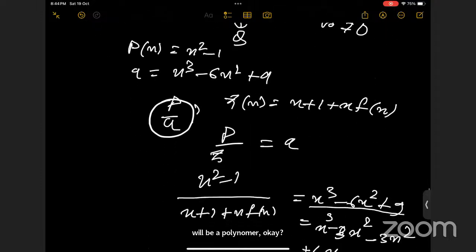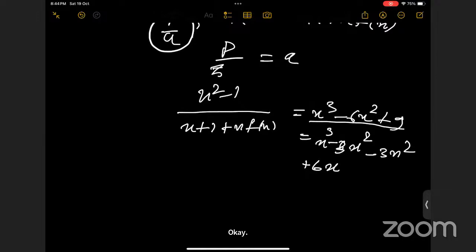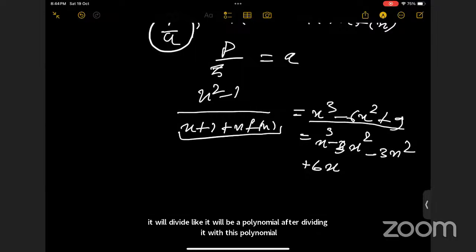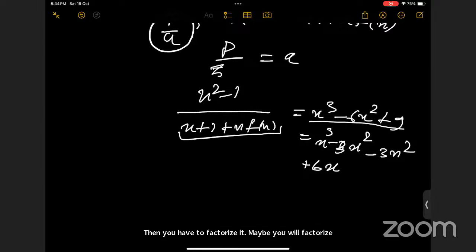So in this example also, if it is given in the question that it will be a polynomial after dividing it with this polynomial, then you have to factorize it. After factorizing, taking all the terms as common and cancelling, you will get something in simpler form, and if f is a polynomial, then we can find the value of f from the calculations. Am I clear with the concept?